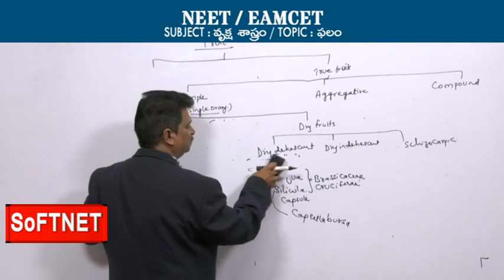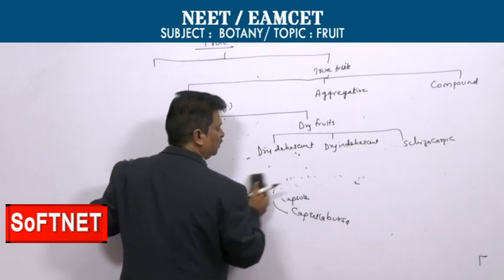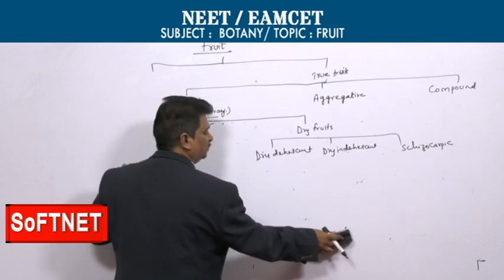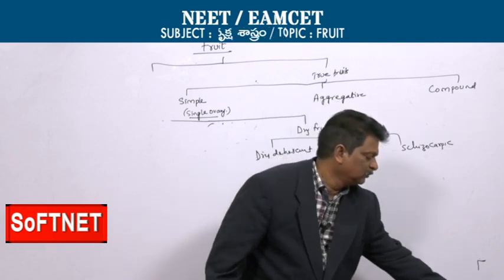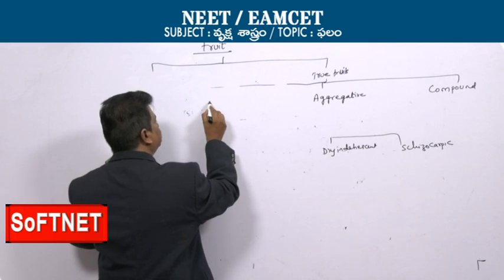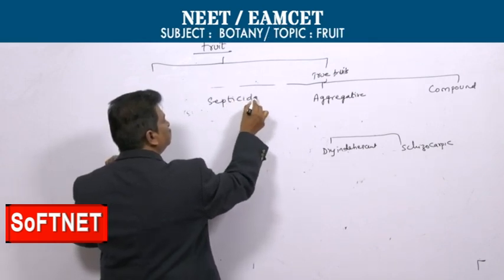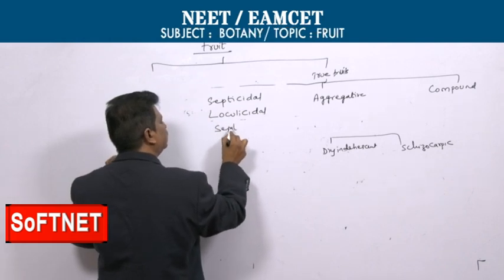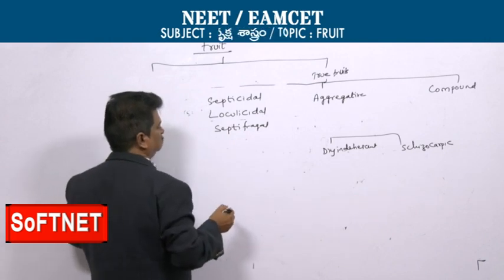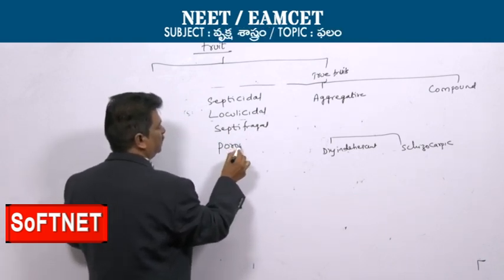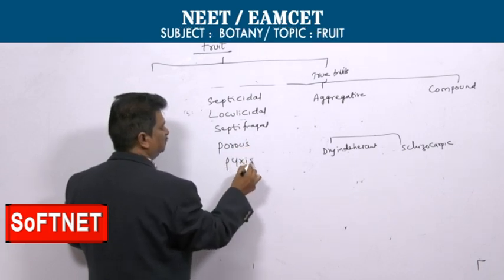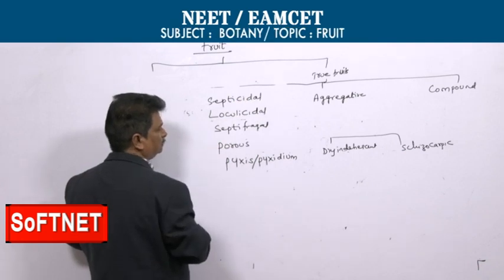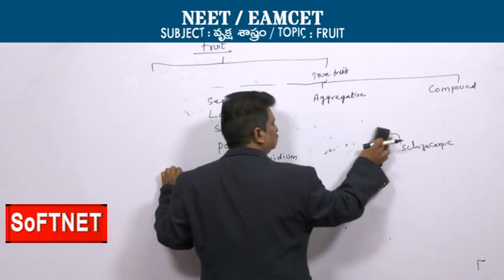Capsule shows almost all characters. Capsule is developed from monocarpellary or multicarpellary, unilocular or multilocular, superior or inferior ovary. Then types of capsule: first, septicidal capsule, loculicidal capsule, septifragal capsule, then porous capsule, then pyxidium or pyxis. These are the types of capsules.